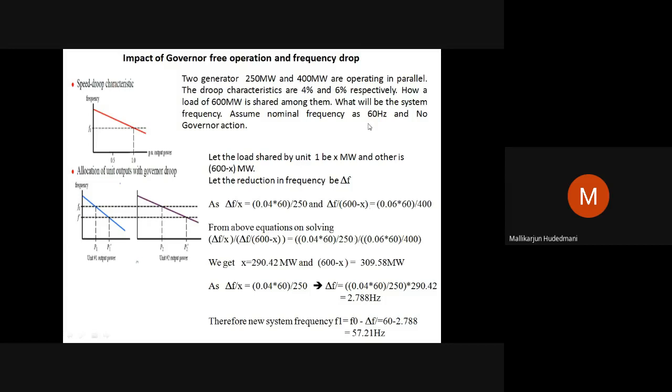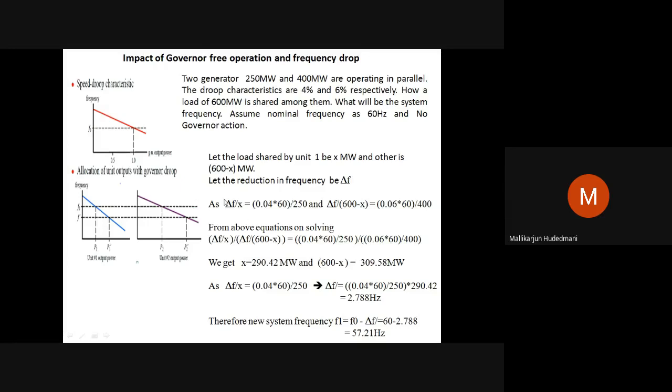Now using this, the second question is what will be the system frequency when there is no governor action. There is no action of the governor to control the input to the turbine. But what will be the change in frequency noticed? Is it an acceptable frequency or not? We would like to know it, that is, to initiate turbine governor operation.